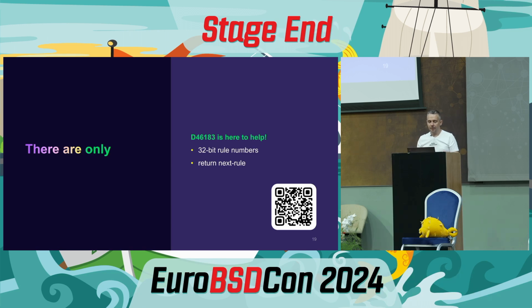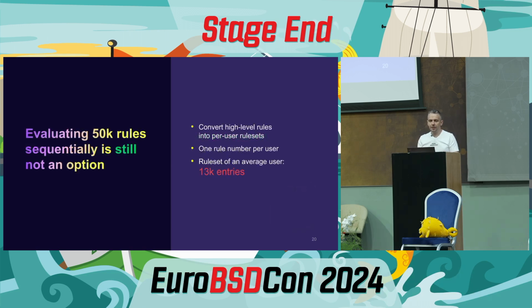But still, evaluating these rules sequentially, one by one, is not an option for us because it's way too slow. To cope with this, we can create a per-user rule set, or per-user rule number, and push all the rules that are applicable for the user into its rule set. That will give us a drop in rule set count to around 13,000. Let's take a look at how we do it.